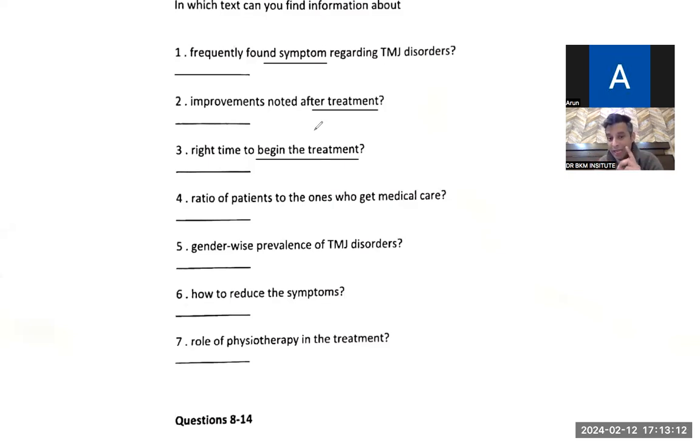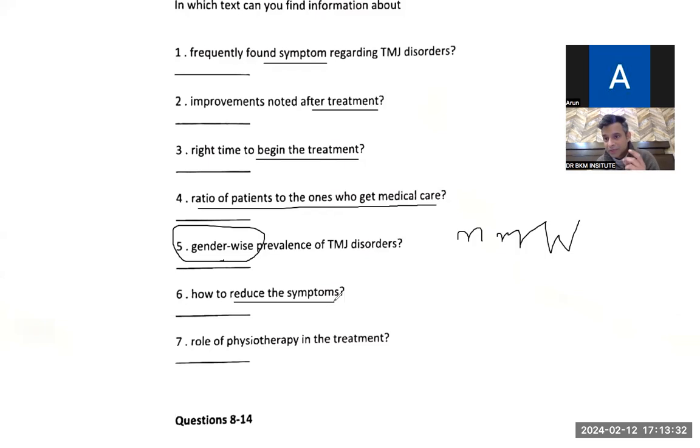Any question that you find difficult, you have to drop that question in the first round, so that in the later stages you can have more time. Like in this case, ratio of the patients who get medical care, gender wise, this is my word. So anything that talks about males, females, men, women. How to reduce the symptoms? Reduce the symptoms means it can be in the treatment part, otherwise it would be in the symptoms. Role of physiotherapy in the treatment.